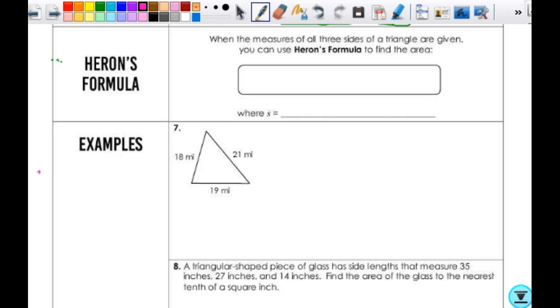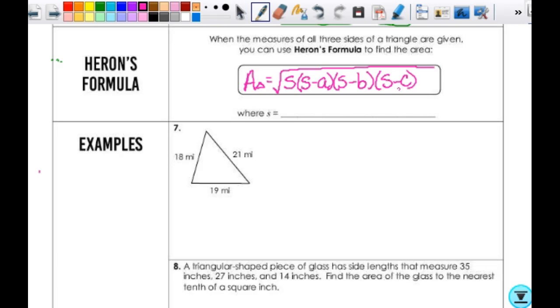But Heron's Formula doesn't even require any trig. It's named after Hero of somebody from way back when, I don't know. So it says, when the measure of all 3 sides of a triangle are given, you can use Heron's Formula to find the area. We could also do what we just did, which was the law of cosines, and then use that other area formula. But here's what this triangle formula looks like. Area of a triangle equals the big old square root of s times (s minus a) times (s minus b) times (s minus c).